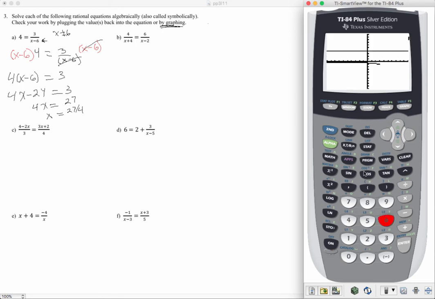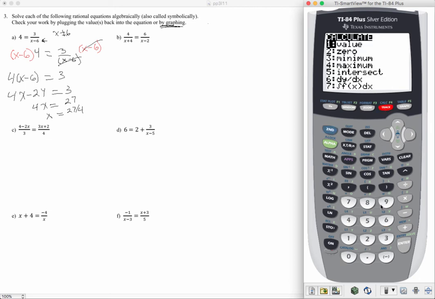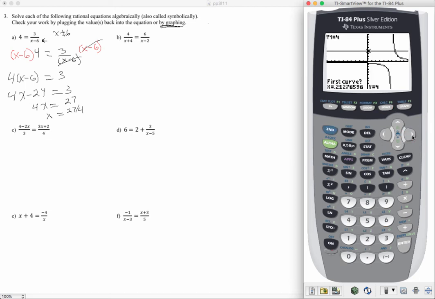Get our two graphs here. Then we'll go second calc, go number 5 for intersection. Let's get that little Frogger guy as close to the point of intersection as you can before you hit enter. Hit enter again. Hit enter again. We get back 6.75, which if you take 27 and divide it by 4, you're going to get that back. Okay, so we did the check. We're good to go. I'll see you back here for part B.